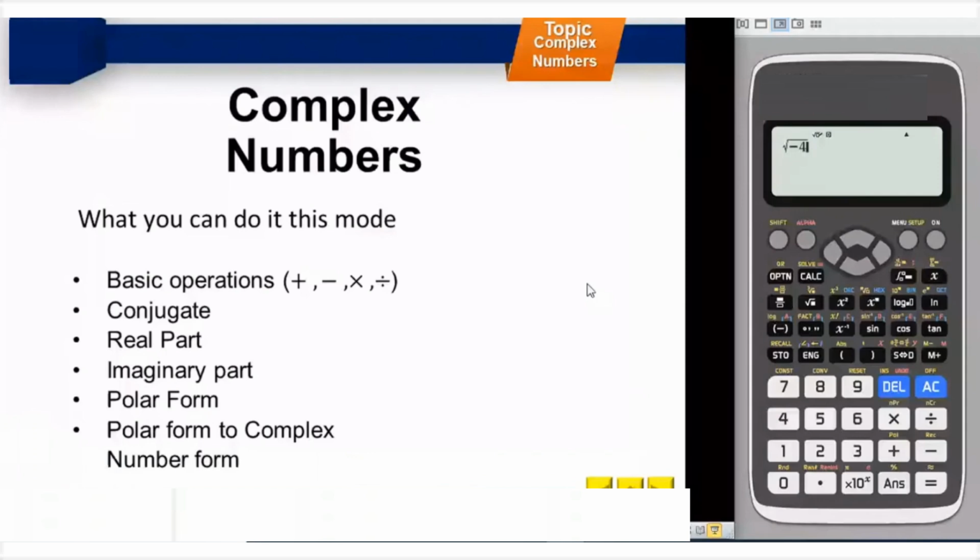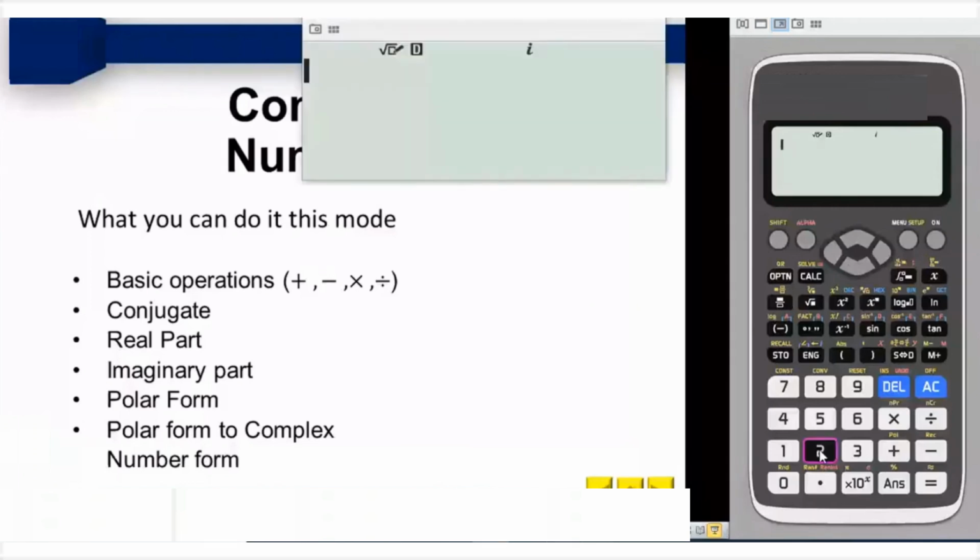In order to enter into this mode, I will press menu and I will press 2. When I press menu and 2, you will realize that on your screen, you will get this I. This I is called iota. This iota indicates that complex numbers can now be solved. So if I write under root of -4 here, the answer I will get is 2 iota.